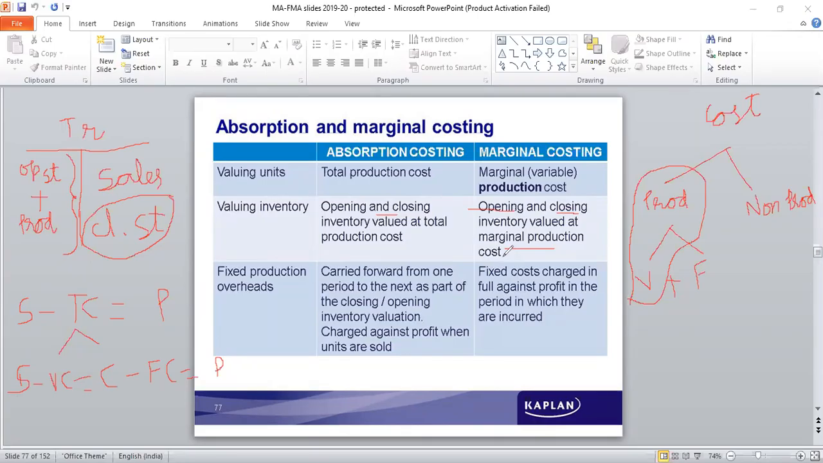Am I clear? You have to tell me that. If anyone has a doubt on this point, please raise it so we can address it. Then only I will be able to talk about the other differences. This is the major difference. In absorption costing, proportionately the total cost is charged to the ending inventory, the closing stock. But under marginal costing, or variable costing, only the variable production cost, or marginal production cost, is charged to the ending inventory.